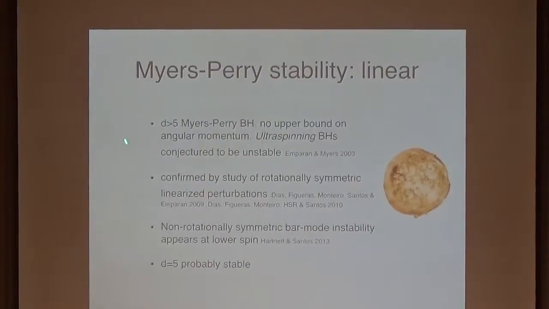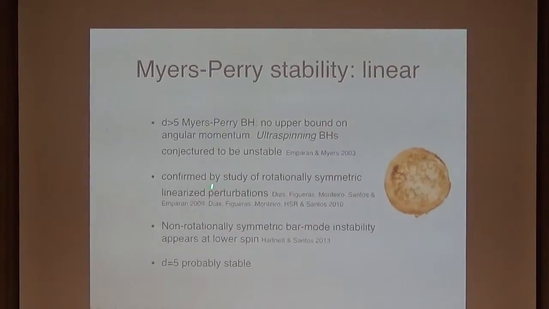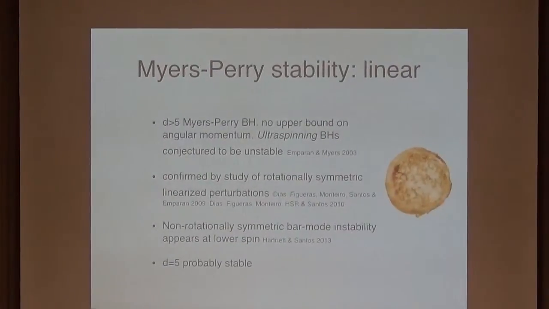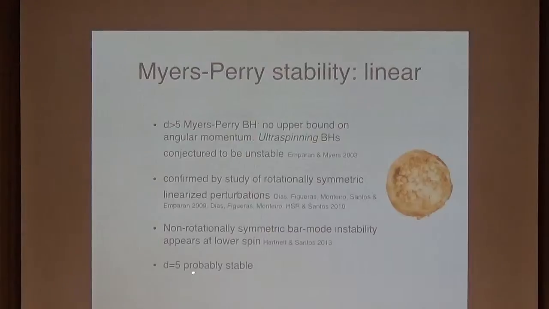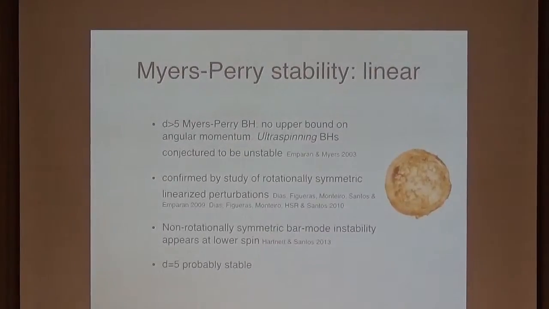So this is an important difference from the Kerr solution. The Kerr solution is believed to be stable. Here we see that some Myers-Perry solutions are unstable. In 5 dimensions, as far as we can tell, the Myers-Perry solution is stable.